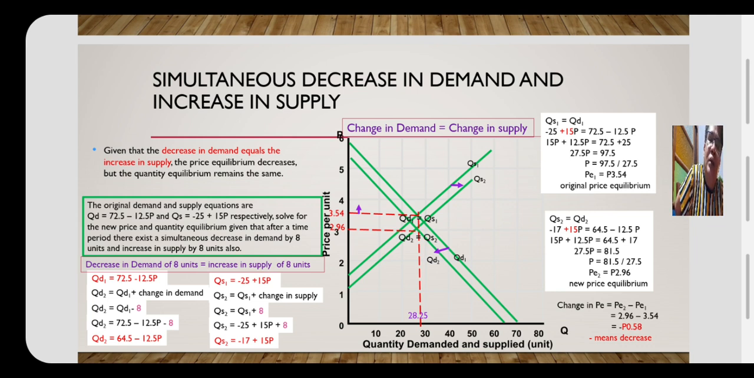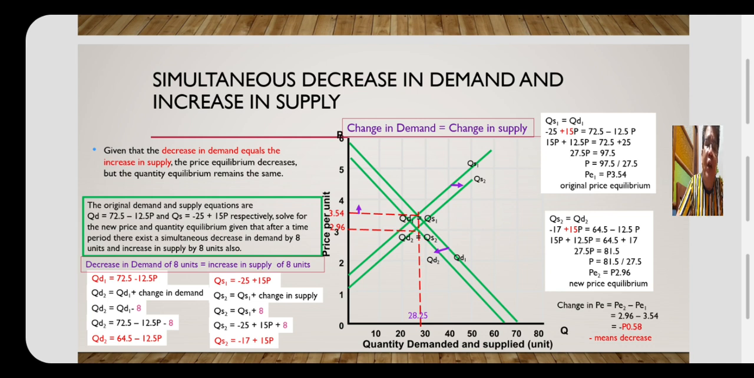Solve for the new price and quantity equilibrium, given that after a time period, there exists a simultaneous decrease in demand by 8 units and increase in supply by 8 units also. So the amount of change in demand and the amount of change in supply are the same. One is increasing, the other is decreasing. But no matter whether the change is increase or decrease, the magnitude of change is what is of priority here. And the next is the direction of change.